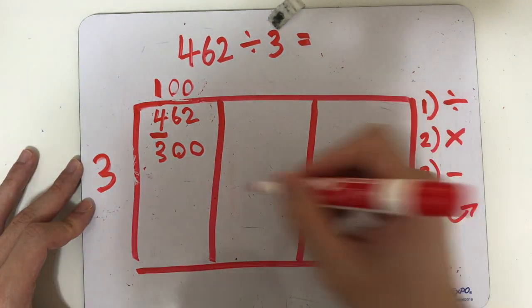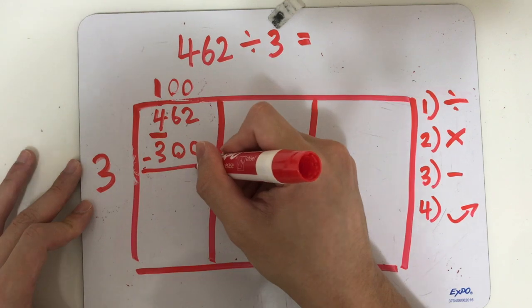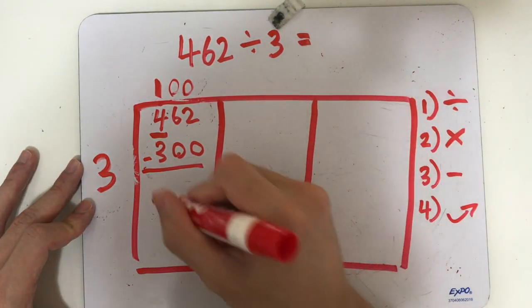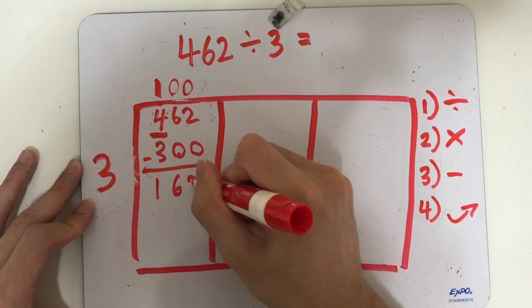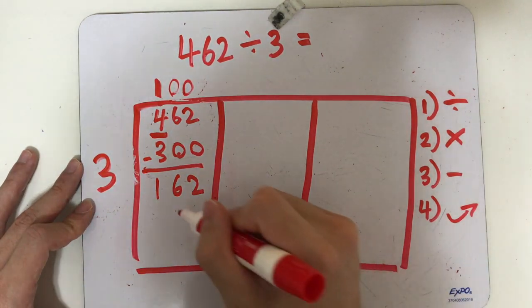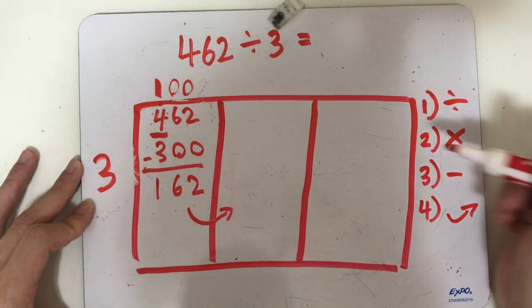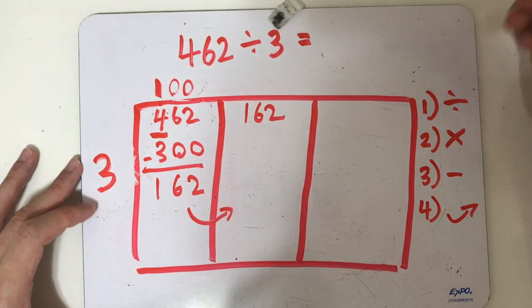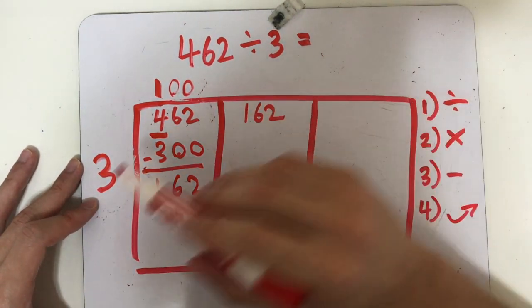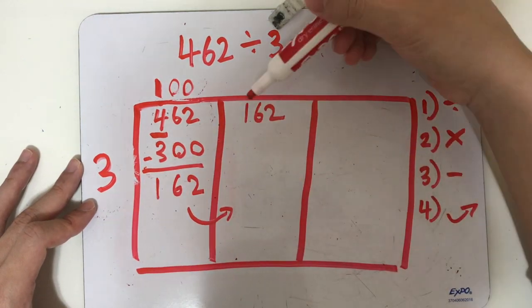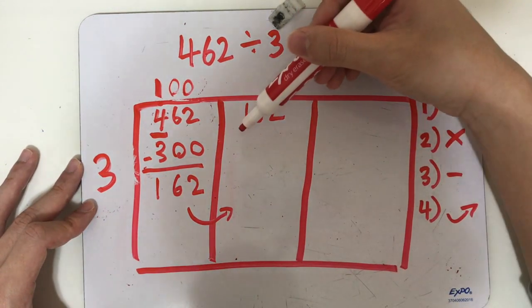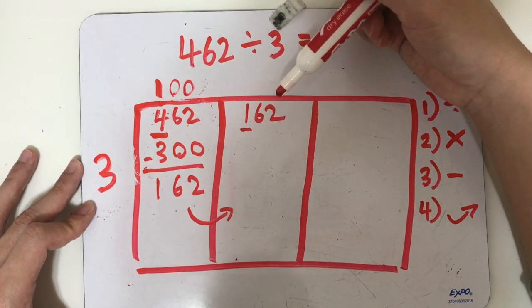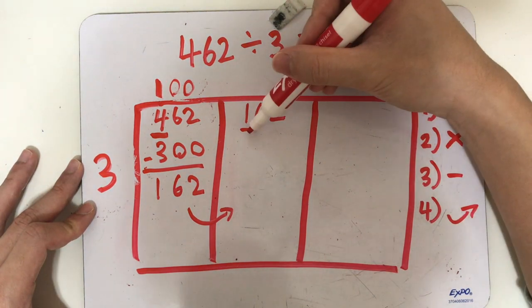Then we're going to subtract: 462 minus 300, that's 162. And then our last step, we're going to carry this number over. And I'm going to write 162. Now I'm going to ask myself again for division, how many times can the number 3 go into the number 1? Well, I know that it can't go into the number 1, so we have to move over.